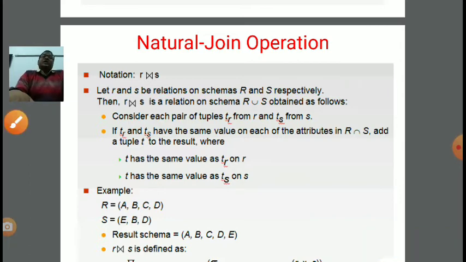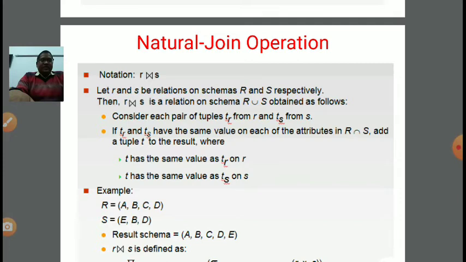Now the question arises in the mind of all of you: based on which concept can we remove the redundancy? There are some common attributes in both relations. Based on the values, or the domain values, of those attributes, we will remove the duplicacy. Okay, so the starting notation I already explained. Let R and S be two relations on schema capital R and capital S respectively. Then how do we define the natural join?